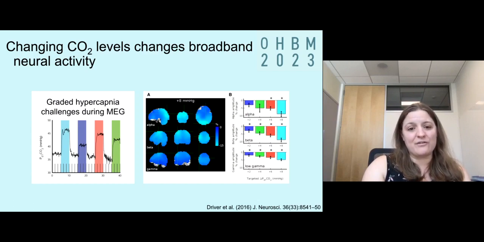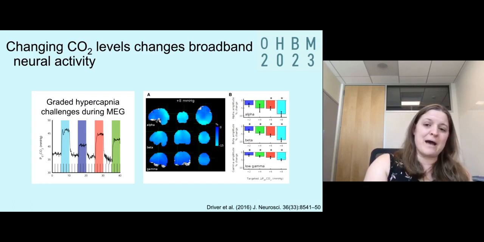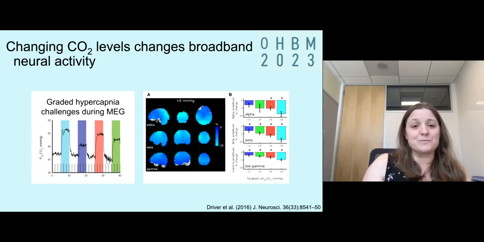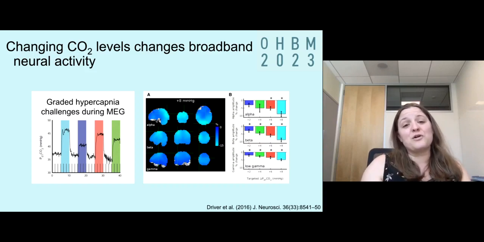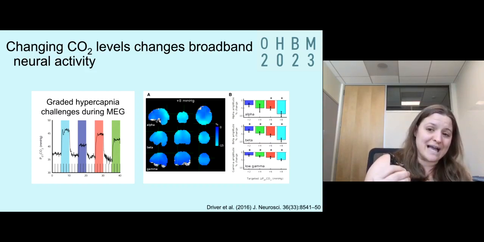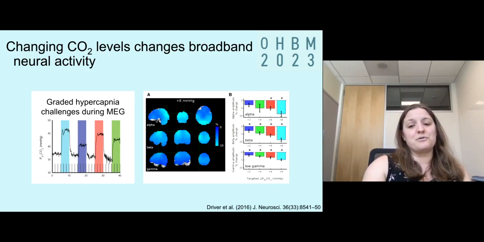manifest as changes in alpha, beta, and low gamma power. And we even see that resting fluctuations in carbon dioxide, due to just natural variability in your breathing rate and depth, those also can manifest as changes in neural activity as measured through MEG.